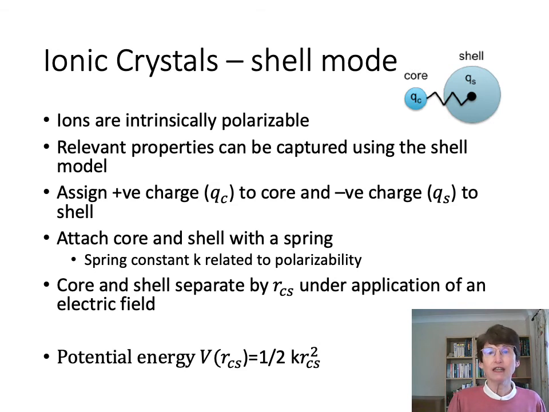And this is generally achieved by use of the shell model. In the shell model, you have a core and a shell, and you assign a positive charge to the core, representing the nucleus, and a negative charge to the shell, representing the electrons. These are attached via a spring with the spring constant K. The charges and the spring constant are all fit to the dielectric constant, or the polarizability, of the material. And this is a very good way of representing some types of material with high dielectric constants.